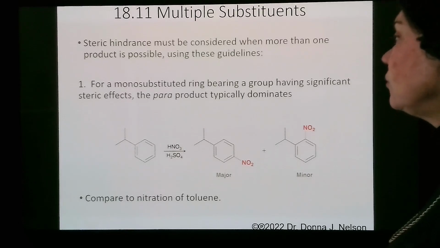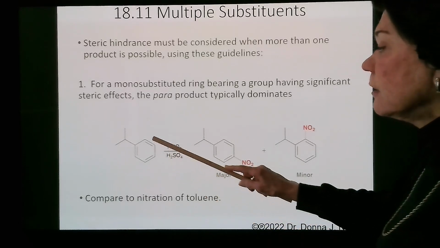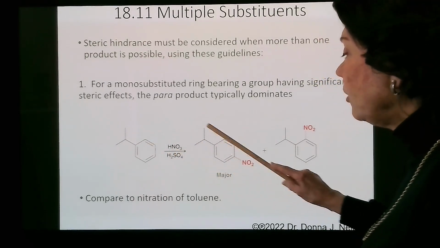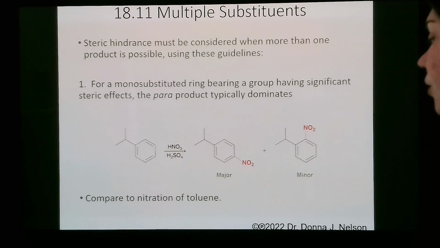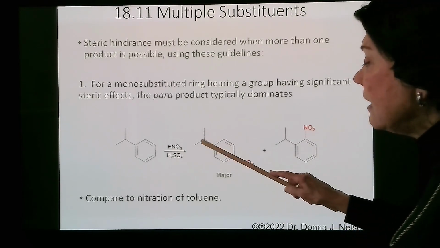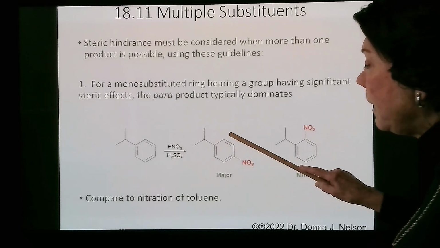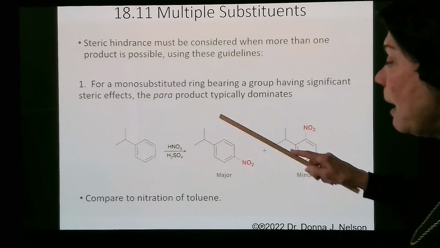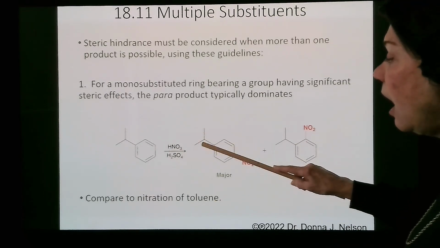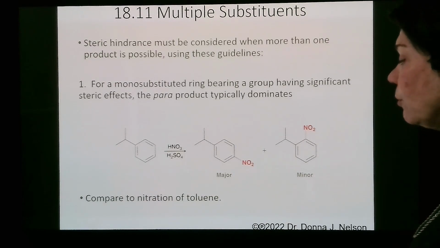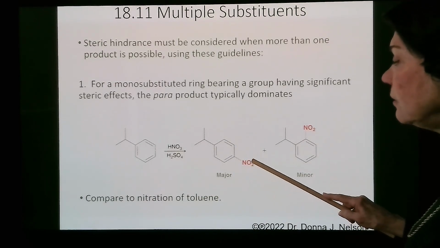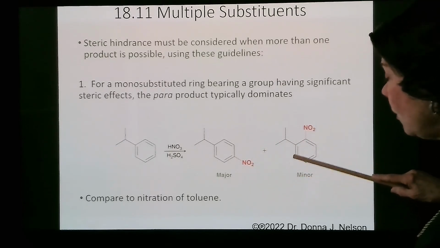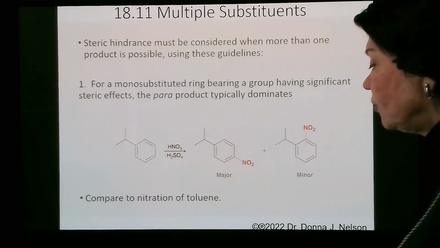In some cases, if there are significant steric effects, like this isopropyl group is going to have significant steric effects, whatever the group is that's coming in is going to be ortho-para directed to the ortho and para positions. But because of the steric effects of this isopropyl group, the incoming substituent will go mainly to the para position, because steric effects will make this the minor isomer.